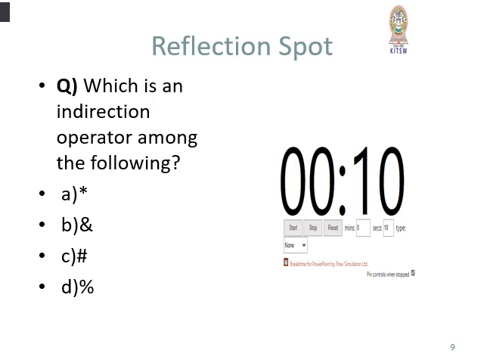So students, let's check the answer. The answer is A. The star operation is called the indirection operation. If your answer is correct, go to the next slide, otherwise go through the video once again.